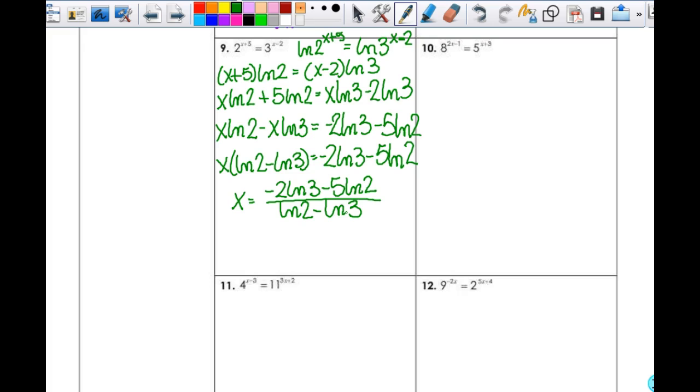Okay. So at this point is when I can start typing things into the calculator. Be very careful with parentheses and everything else that you need there.